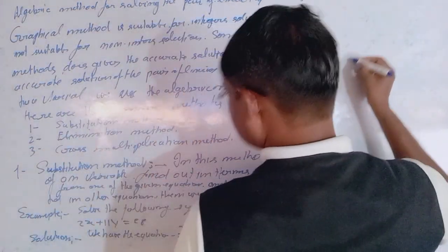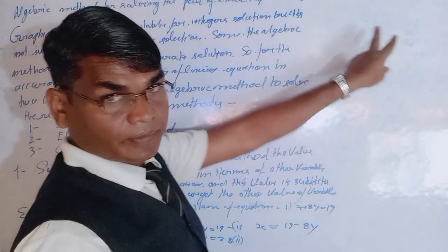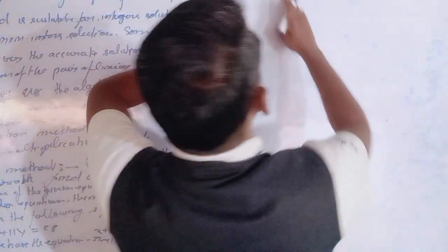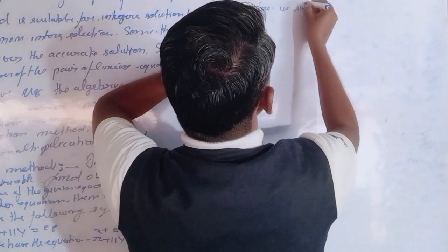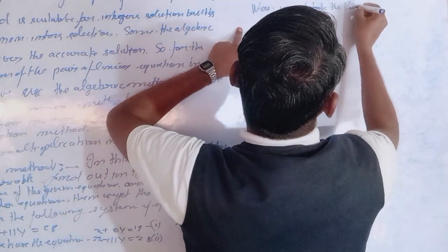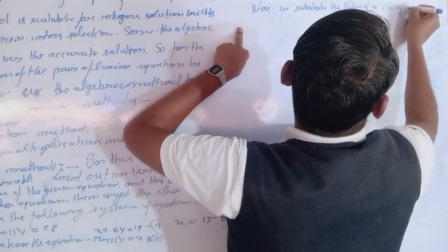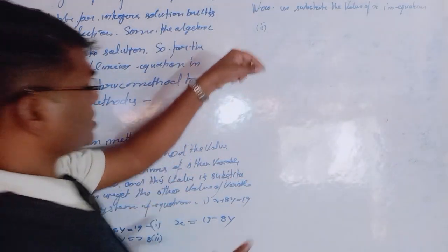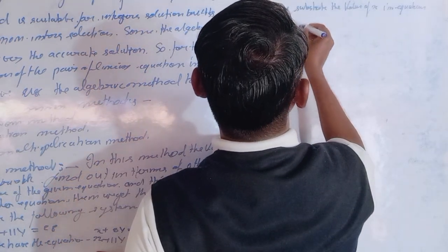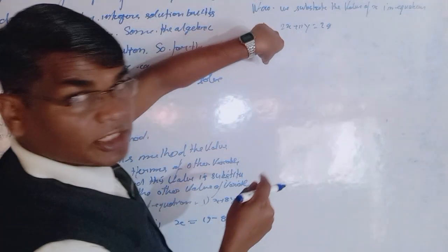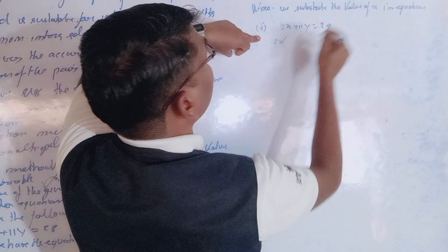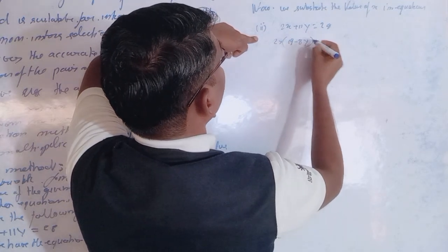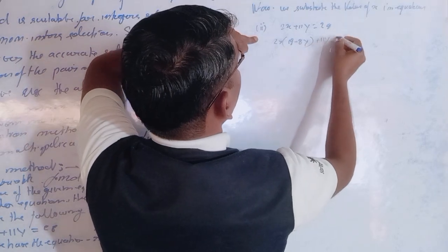Now substitute the value of x in the second equation. Write the second equation, 2x plus 11y is equal to 28. So 2 multiplied by the x value, which is 19 minus 8y, plus 11y is equal to 28.